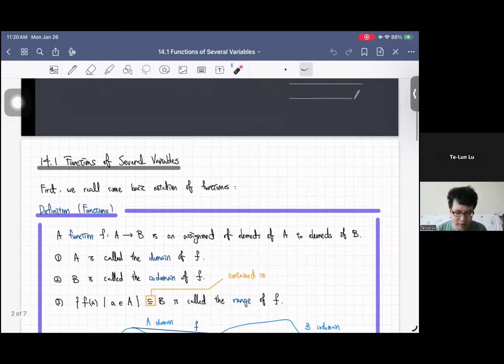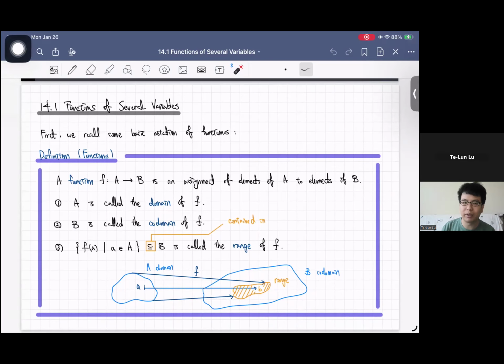This will be a relatively simple section because you guys are familiar with functions, so I assume that everything here should be quite simple for you. But anyway, let us start. First of all, let us do some notation and definitions on functions.